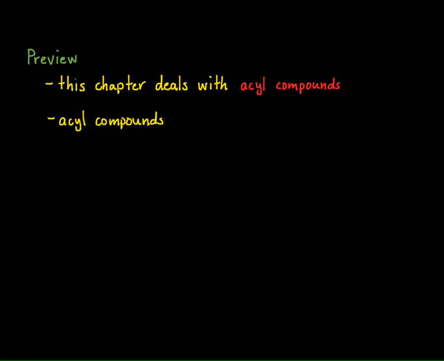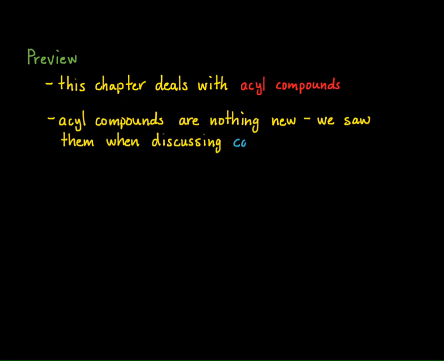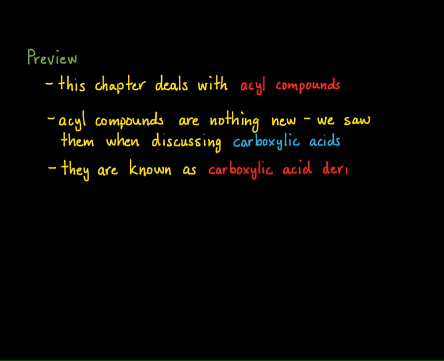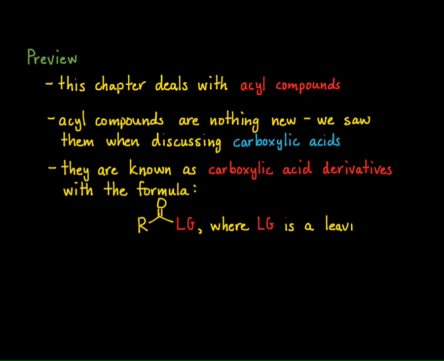And an acyl compound is nothing new. We've actually seen a lot of acyl compounds when discussing carboxylic acids. And they are defined as carboxylic acid derivatives. So sometimes you'll see acyl compound and carboxylic acid derivative used interchangeably. They have a formula where you have an R group connected to an acyl group with an Lg, where Lg stands for a leaving group, that's attached to the acyl group.